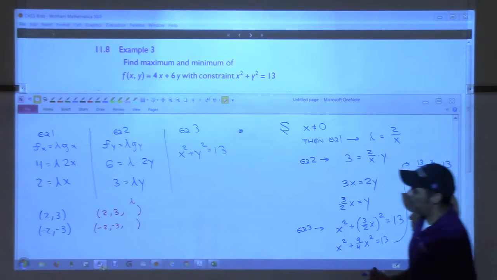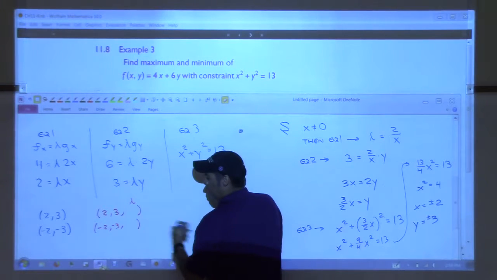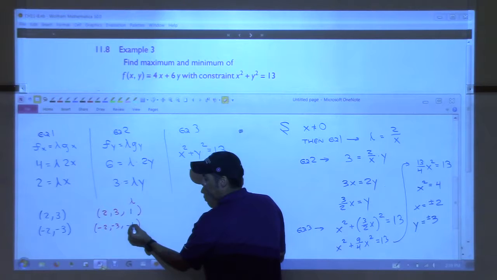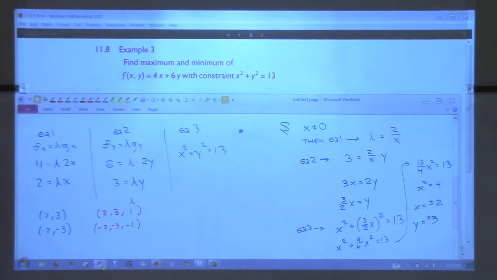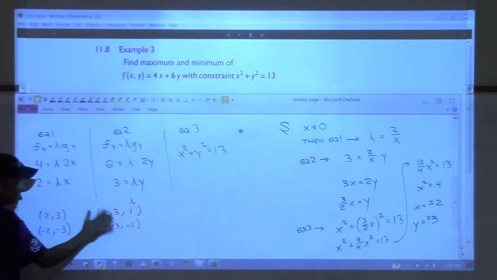So what would lambda be here? 1. And what would lambda be here? Negative 1. So let's just verify that these are good.